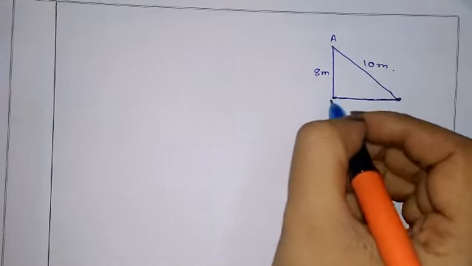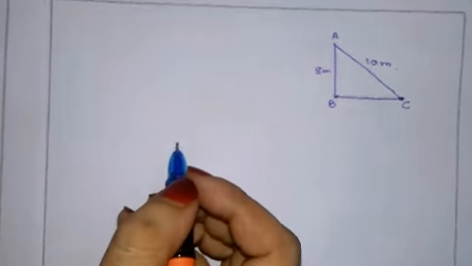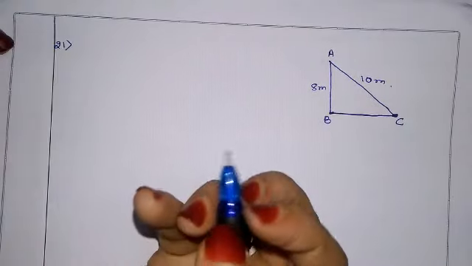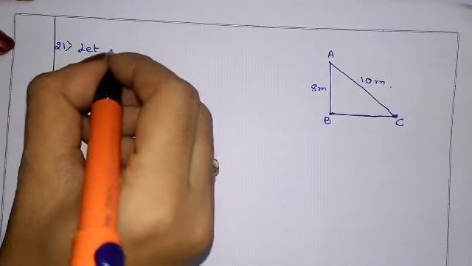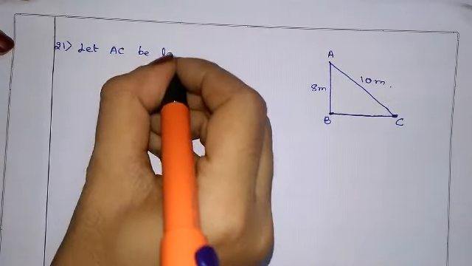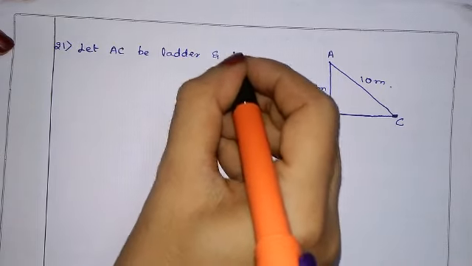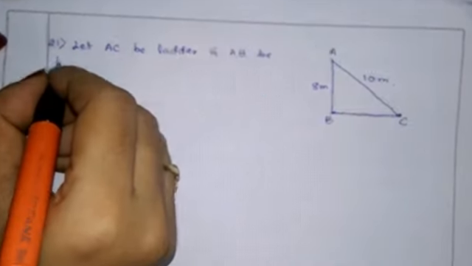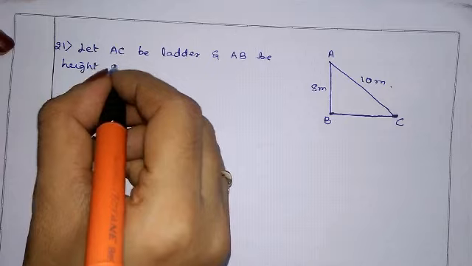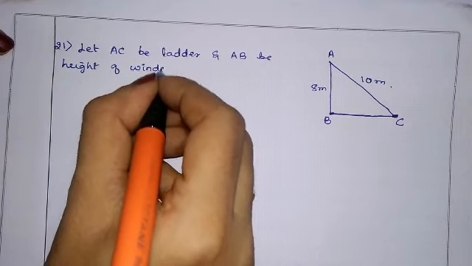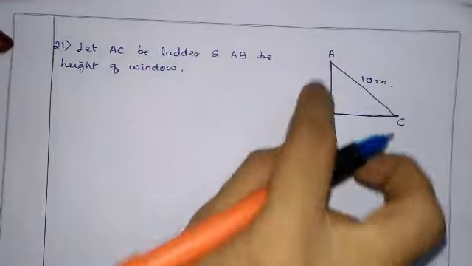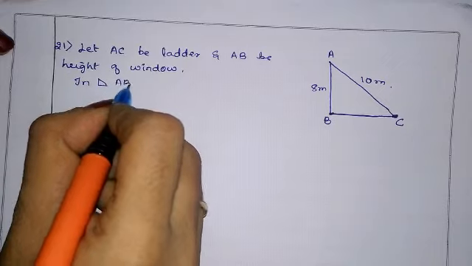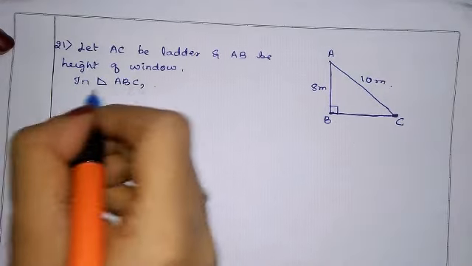We'll write any names, A, B, C. Now question number 21: let AC be the ladder and AB be the height of the window above the ground. Now let us find what they have told. BC we need. In triangle ABC, angle B is 90 degree.